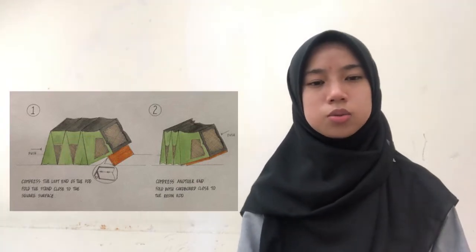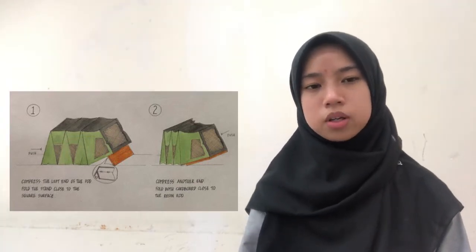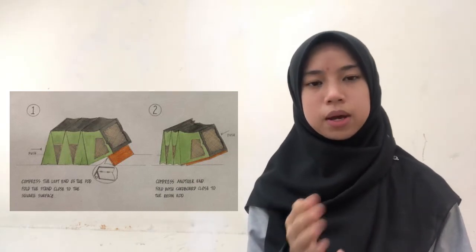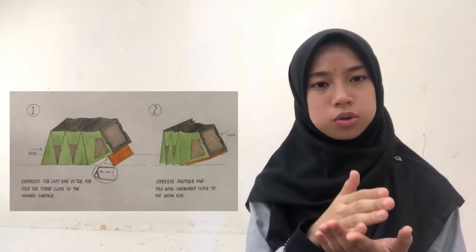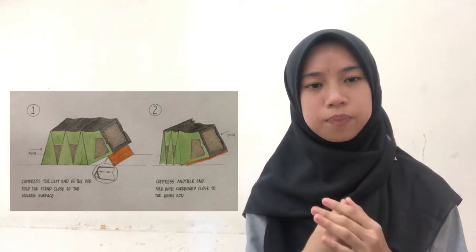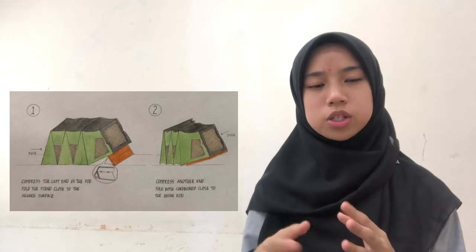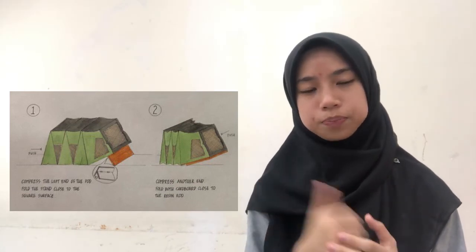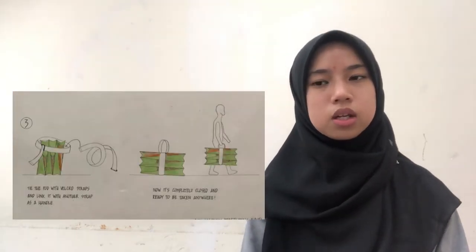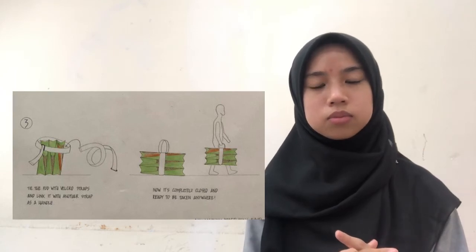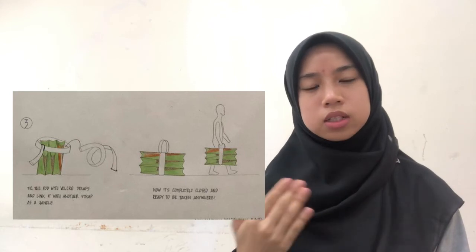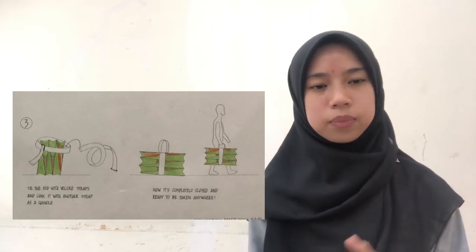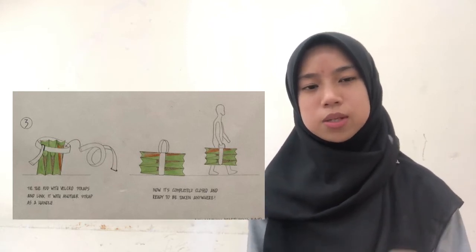Second, we need to compress the other end of the pot, the right end, and fold both of the cardboard closely to the resin rod, which in this situation is the pot's frame, as I explained before. And the last step is to tie the pot with the buckle back strap and link it with another strap as a handle. And yeah, that's it. 3 simple steps to pack the pot.